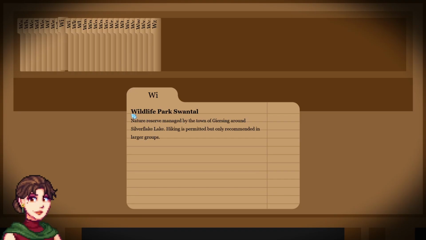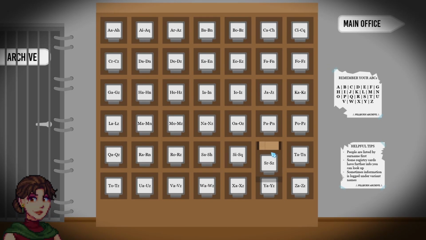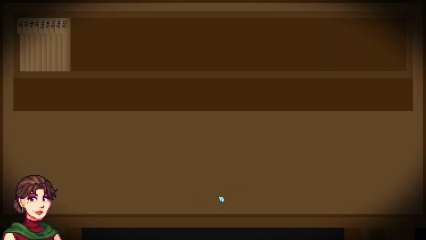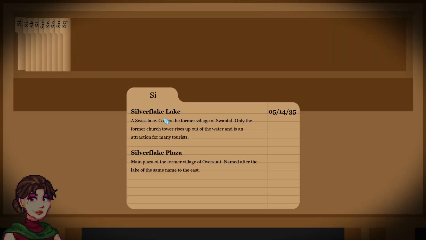Wildlife Park Swantle, the nature reserve managed by the town of Hirschen around Silver Flake Lake. Hiking is permitted but only recommended in large groups. Okay, let's check Silver Flake Lake. Oop, I went too far. Silver Flake Lake, here we go. Let's go. Okay, what is that? That is 05 14 35.